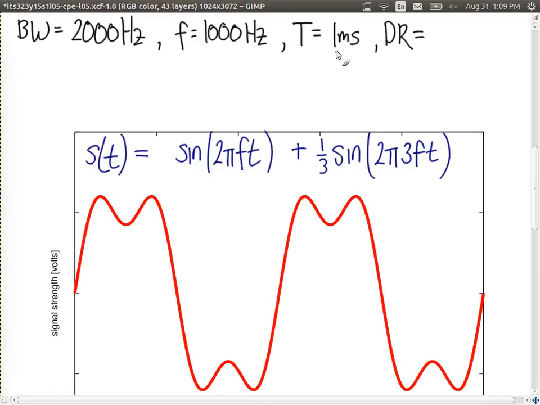So 2 bits every 1 millisecond. In 1 second, that means 2,000 bits. 2,000 bits per second. So just in this specific case, if we have a bandwidth of 2,000 hertz, we can achieve a data rate of 2,000 bits per second. Any questions yet? Just on this one?